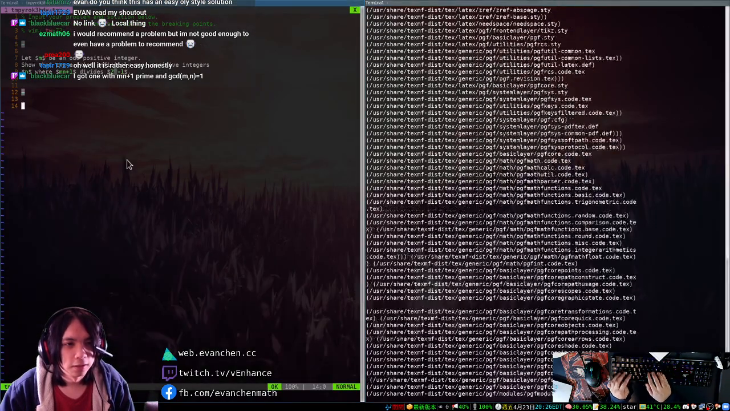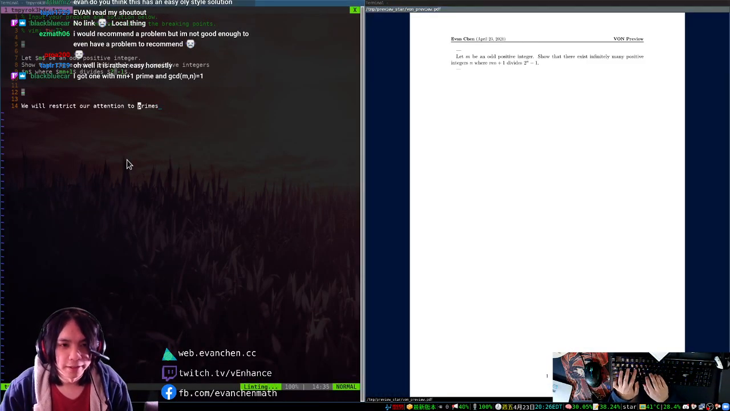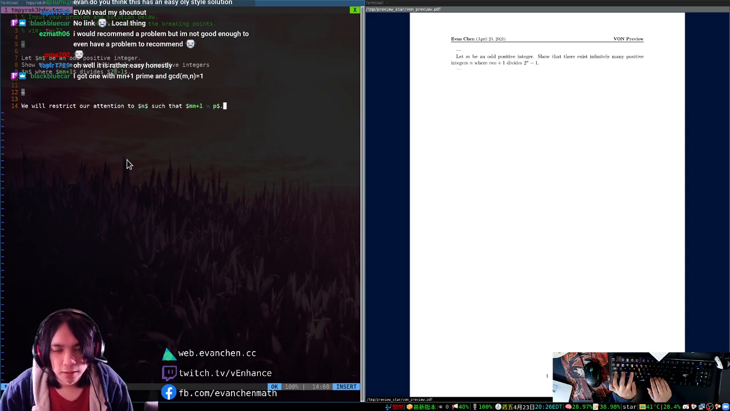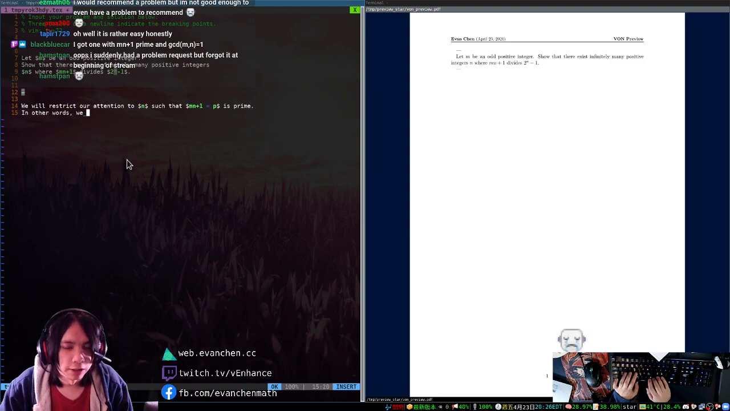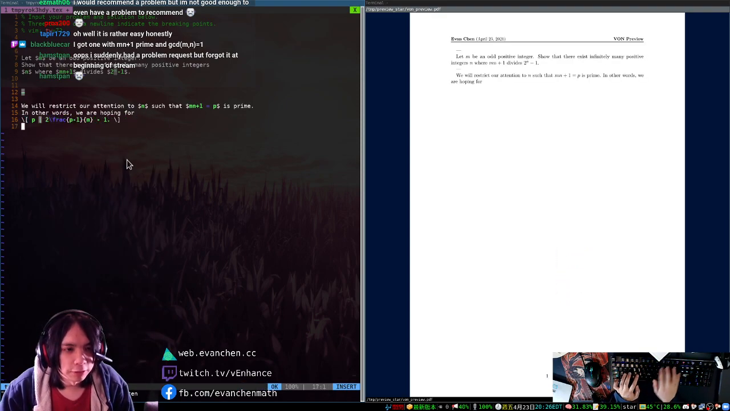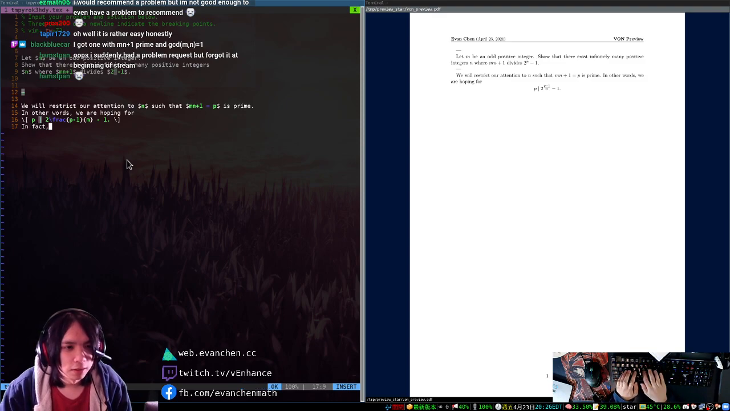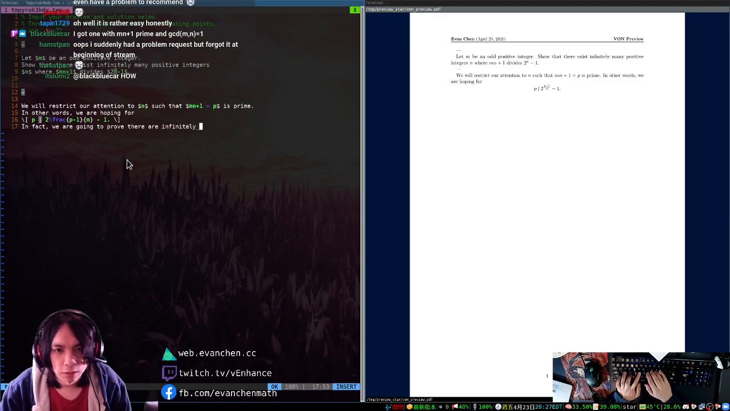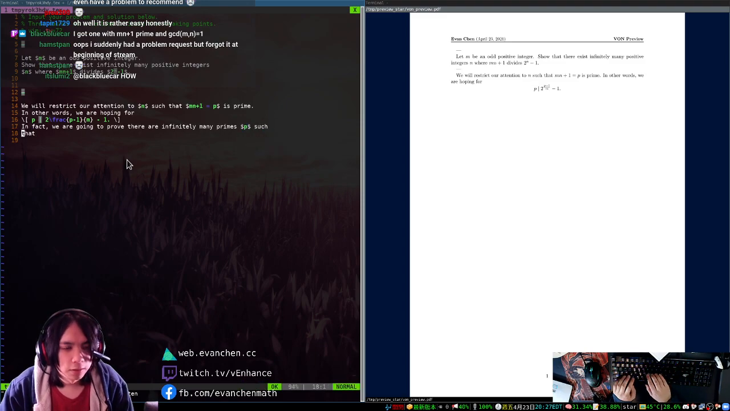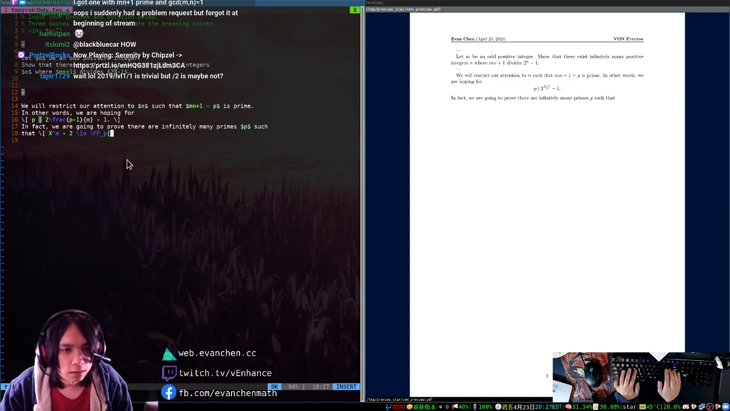Okay, we will restrict our attention to primes p such that mn plus 1 equals p, prime. In other words, we are hoping for p divides 2 to the p minus 1 over m minus 1. This is equivalent to, in fact, we are going to prove there are infinitely many primes p such that x to the m minus 2 splits completely.